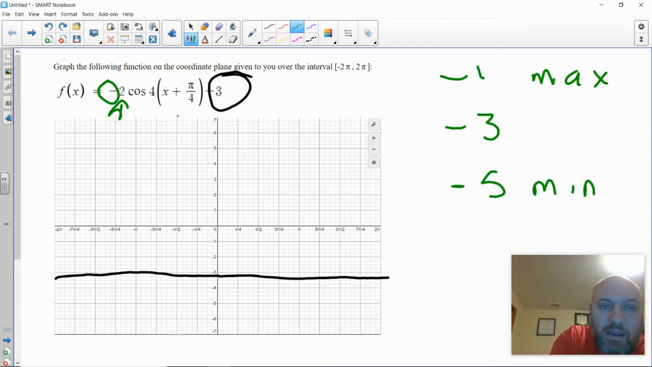So I need to take into account this horizontal shift. I'm going to be going left to pi/4, and I'm going to be starting at my minimum. So at -pi/4, I'm going to have my first point.